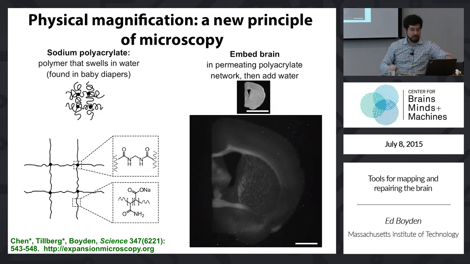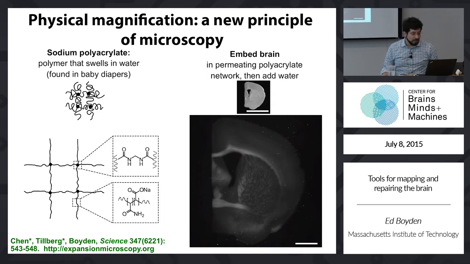So what we did was to take a piece of brain tissue and embed it in a dense polymer of sodium polyacrylate. And by embed, I mean that the polymers are winding their way through the tissue, between the molecules, inside the cells, outside the cells, everywhere in the sample. This is obviously a preserved tissue, not a living tissue. And then when we added water, it was pretty striking. This kind of worked on the first try almost. It grew. It physically expanded and became about 100 times bigger by volume.